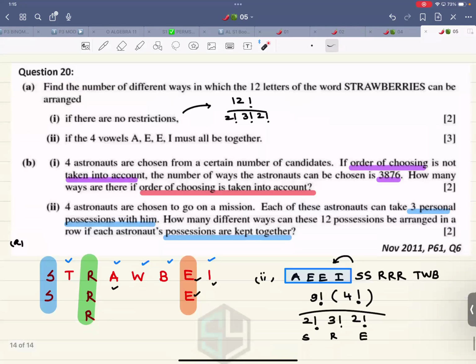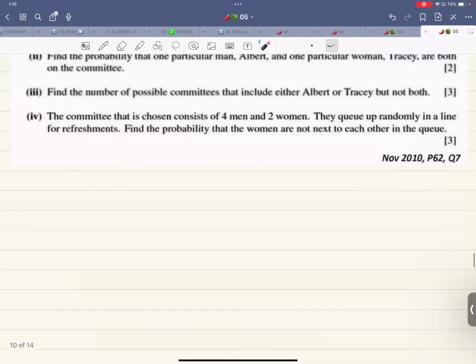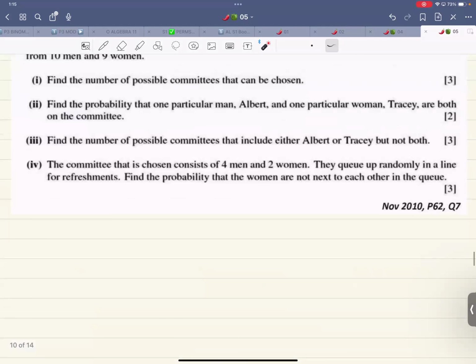Now let's look at this question, because without any restriction, this is arrangement. It's asking for probability. So without any restriction, they're asking for probability. Last part, just have a look. I'll do it over here.